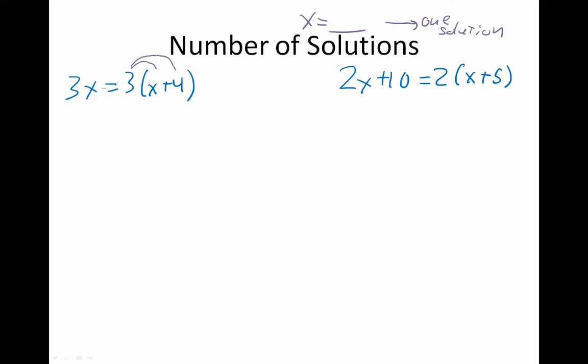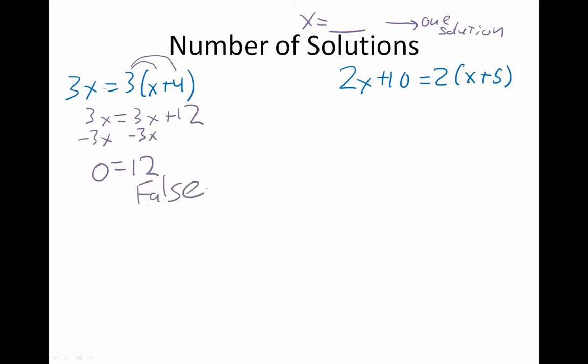So 3x, we're going to distribute that. We get 3x equals 3x plus 12, right? But watch what happens here. When I subtract 3x from both sides, on the left-hand side, I get 3x minus 3x, which is 0. And on the right-hand side, I get 3x minus 3x, which is 0, which leaves just 12 on the right side. So I have this weird thing that says 0 equals 12, but 0 doesn't equal 12, right? 0 is 0, 12 is 12. This is a false statement, right?